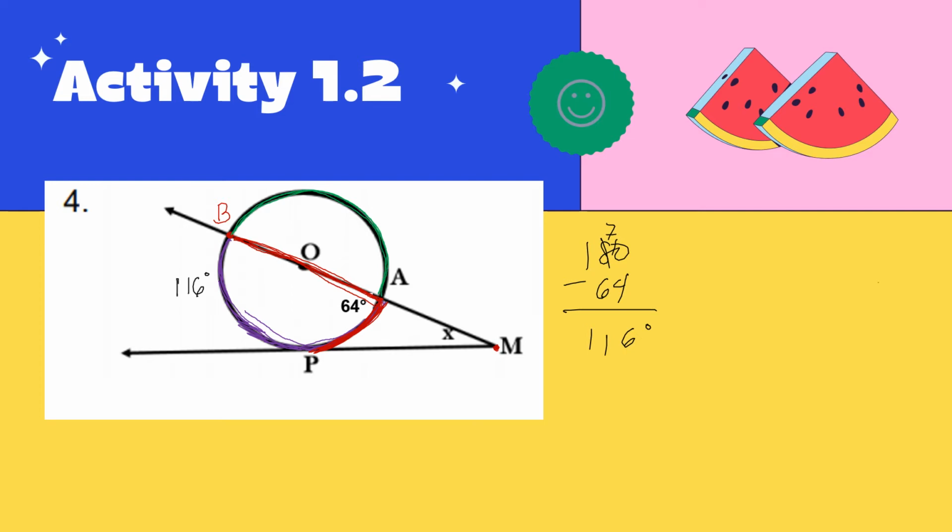Now that we know the two intersected arcs here, arc BP and arc AP, arc BP is 116 degrees and arc AP is 64 degrees. We can now get the measurement of angle X by subtracting these two intersected arcs and dividing it by 2. So, arc BP minus arc AP divided by 2. Arc BP is 116 degrees minus arc AP is 64 degrees, and then we divide it by 2.